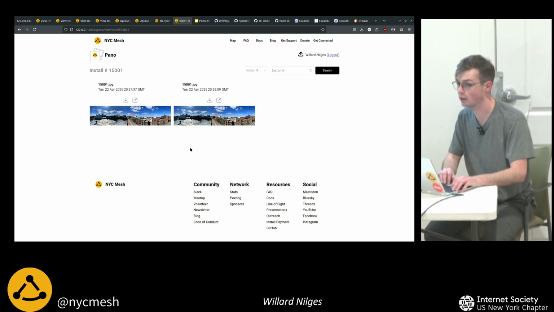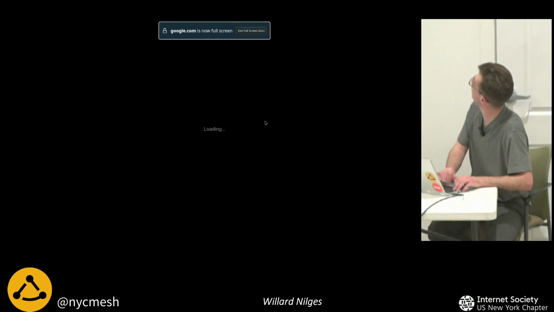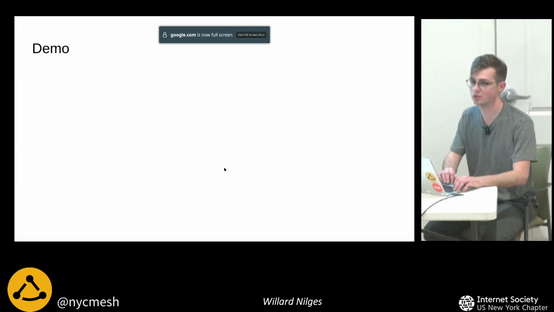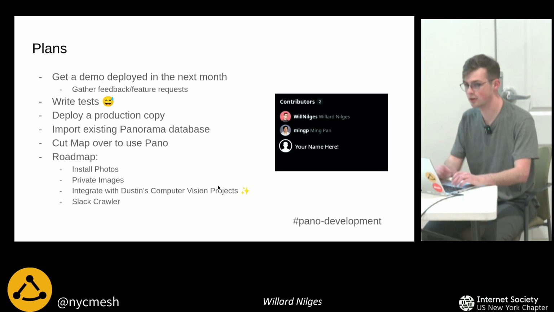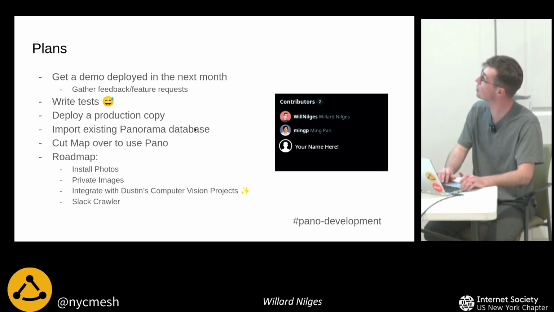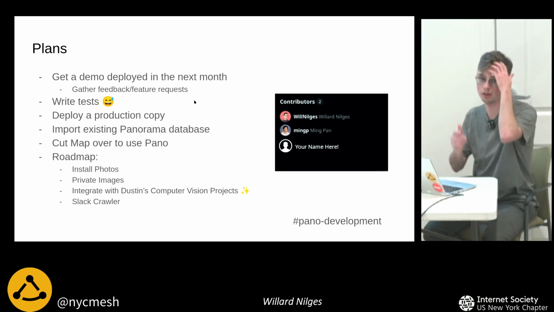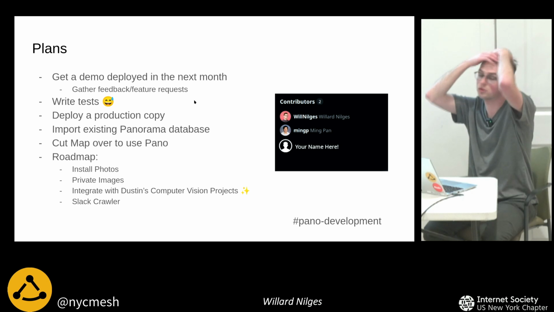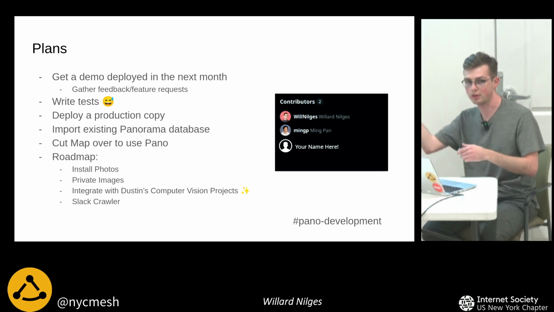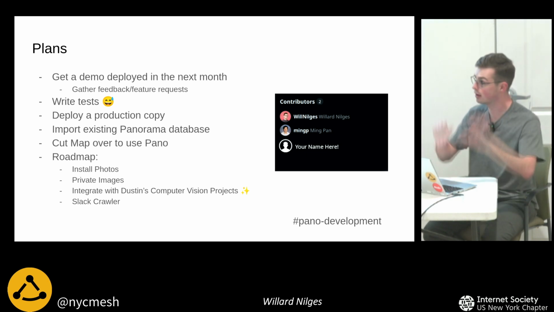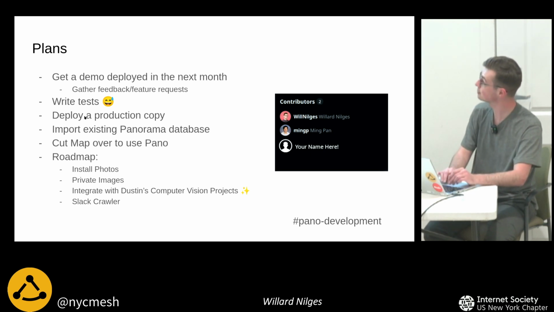But yeah, that's Pano. I have been working on this on and off since October, in my spare time that I don't have. Yeah, there's more plans. Like I said, get a demo deployed in the next month for people to play with. Open it up for anybody with a Google email to upload images and mess around with. I want to also import all of the existing panoramas that we have so that people have data to play with. Write tests. This code is very rough right now. I will freely admit that.